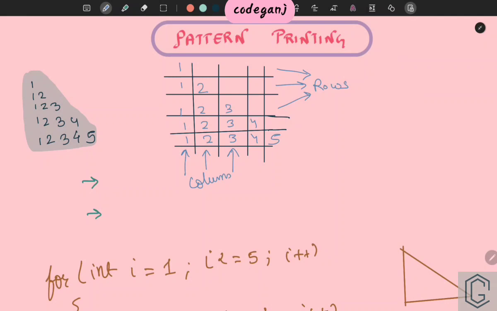Since there is two-way printing, meaning you are printing across the rows and also across the columns, that is why we use two variables: one is i and one is j. You just need to understand what is the purpose of using i and what is the purpose of using j.